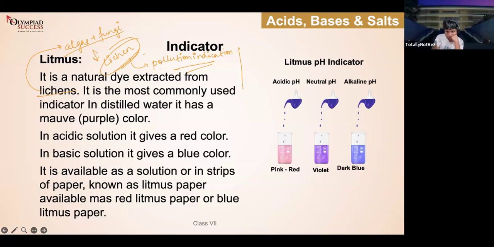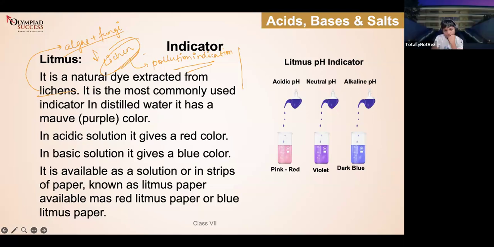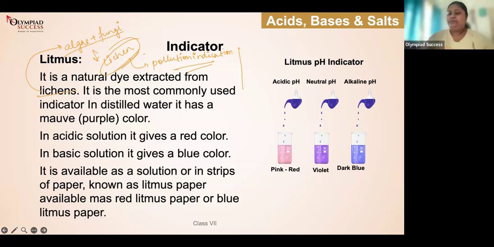Now, how are they found in the market? They are found in the form of litmus paper. Apart from that, there is litmus solution, or drops. You can put one drop of litmus in your solution and shake it to find its pH. Clear? Done? Moving on to the next.